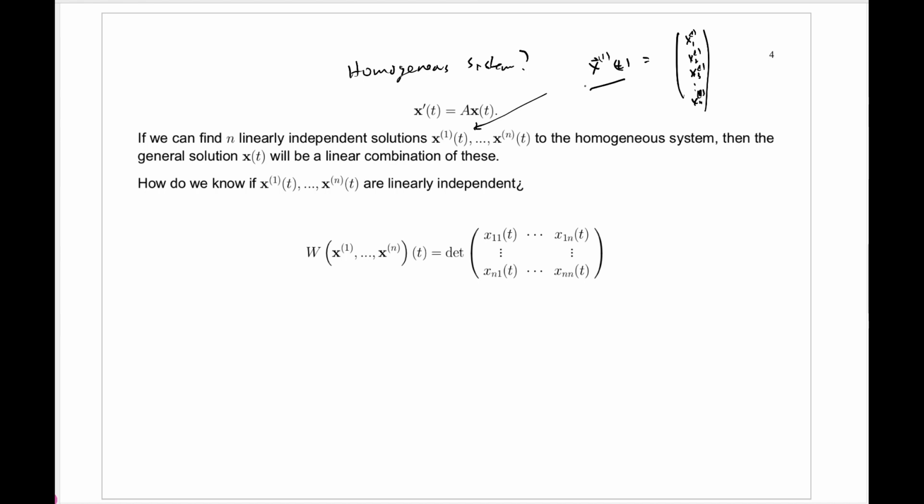Now, my claim is, if we can find n different vector solution functions, and not just different, but they have to be linearly independent, then I claim the general solution to the homogeneous system will be the set of all linear combinations of those n independent solutions. In that case, we'll call these a fundamental set of solutions. So we'll use that same terminology as before.